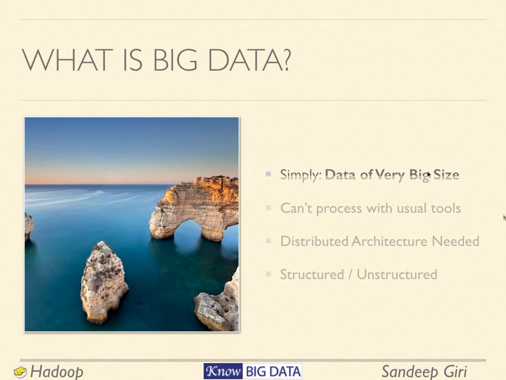And then the third one is distributed architecture needed. So the most suitable answer, in my understanding, is any data for processing or storage of which requires distributed architecture, whether it's structured or unstructured. The general attribute of big data is huge size, cannot process with usual tools, and it can be structured or unstructured. But the most crucial point which actually defines big data is that you require distributed architecture.